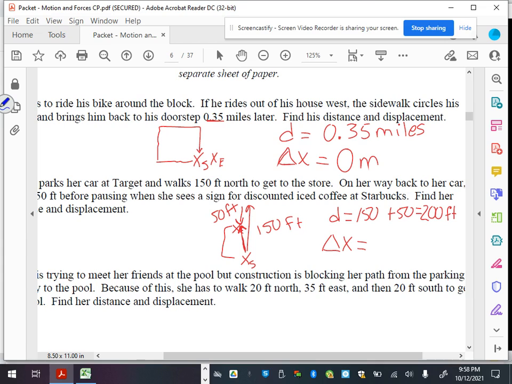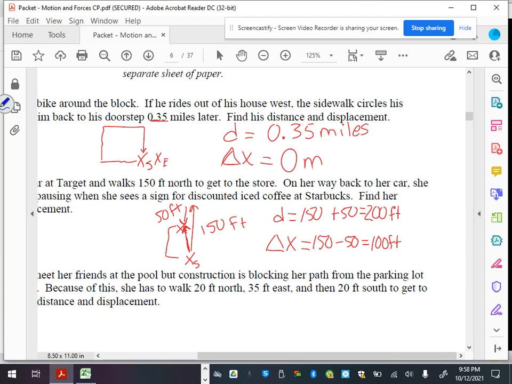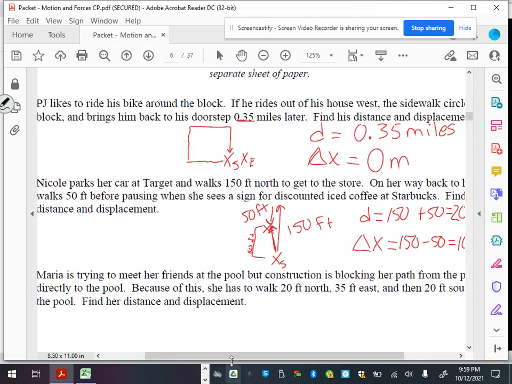So how far is that? Well, it would be 150 minus 50. Okay, so she is 100 feet from where she started. This is 100 feet. And is she north of where she started, south, east, west? When you draw that arrow, you clearly see that she's north of where she started. Okay. Let's take a look at 3.